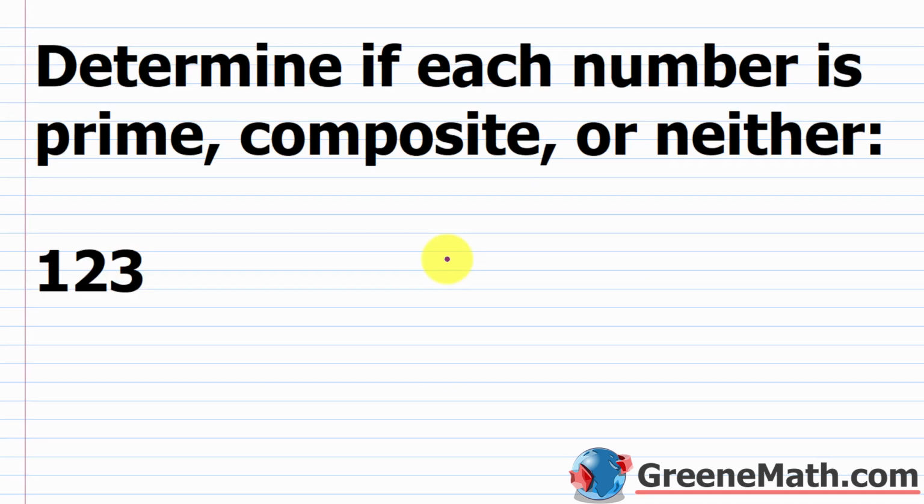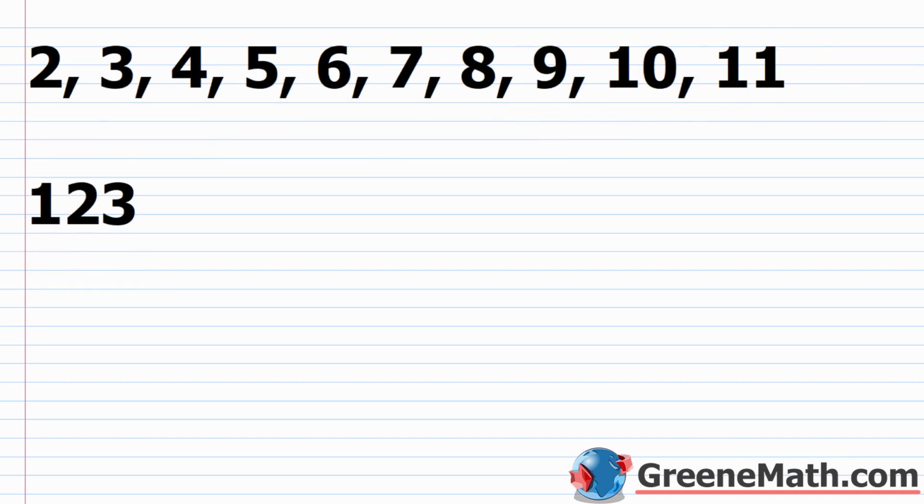All right, let's run through a few of these. So we want to determine if each number is prime, composite, or neither. We're going to begin with 123, and coming down here, you see that I have some numbers listed, starting with 2 and then going up to 11. So why did I stop with 11? Remember, we only need to check up to the square root of the number. Now, in this particular case, 123 is not what we call a perfect square. There's no rational number, or some books will say integer, that multiplies by itself to give you that number.